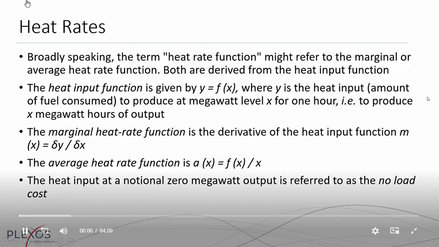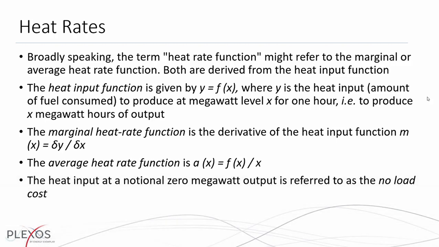Heat rates. Broadly speaking, the term heat rate function might refer to the marginal or average heat rate function. Both are derived from the heat input function. The heat input function is given by the shape y is a function of x, where y is the heat input or the amount of fuel consumed to produce at megawatt level x for 1 hour.